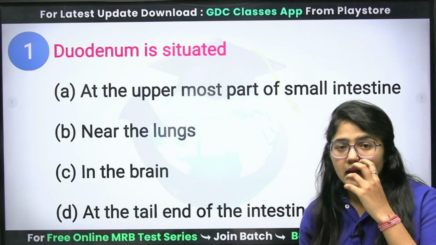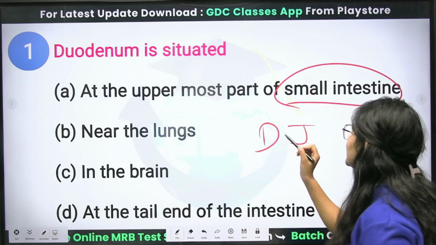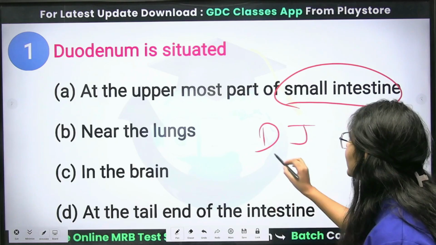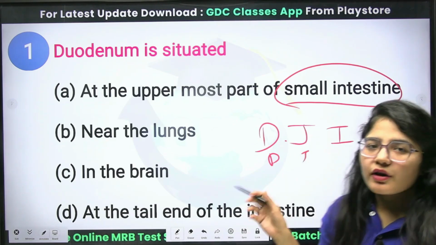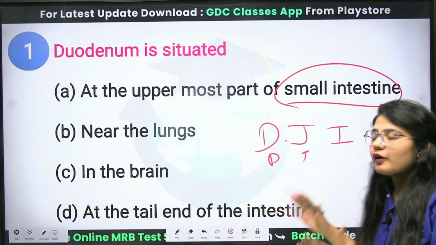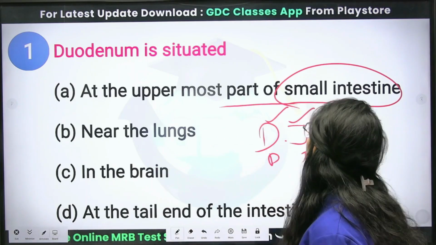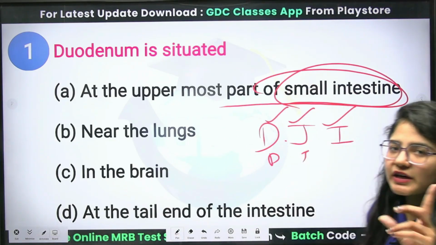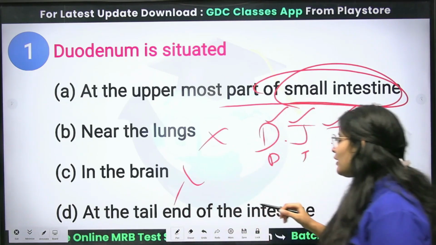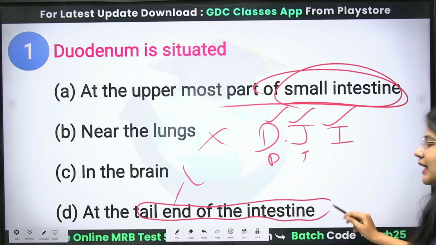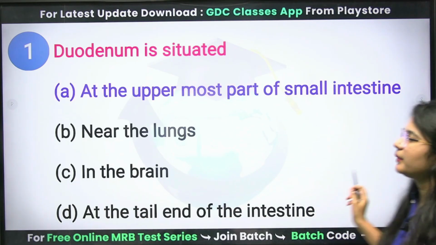Duodenum is situated at... Duodenum is a part of your small intestine. DJI is the code word for the small intestine: D relates to duodenum, J relates to jejunum, and next we have I, that is your ileum. So this is the correct sequence for your small intestine: duodenum, jejunum and ileum. Duodenum is situated at the uppermost part of the small intestine, as it is the first part. It is not a part of your lungs or your brain, and it is also not the tail of your intestine. The tail of your intestine is the rectum and anus. Clear? So the correct answer is option A.